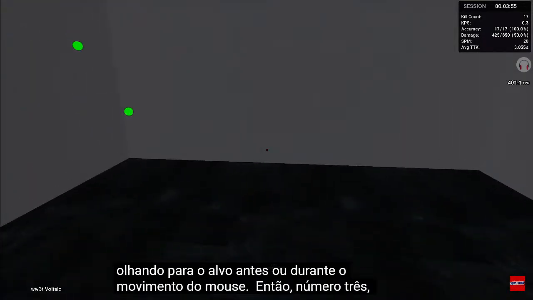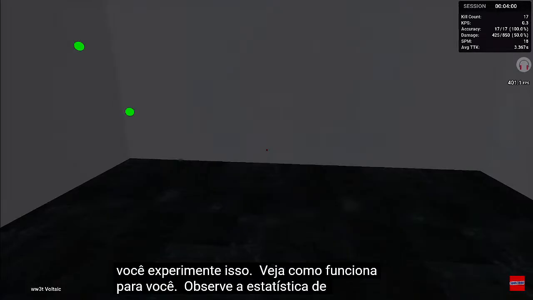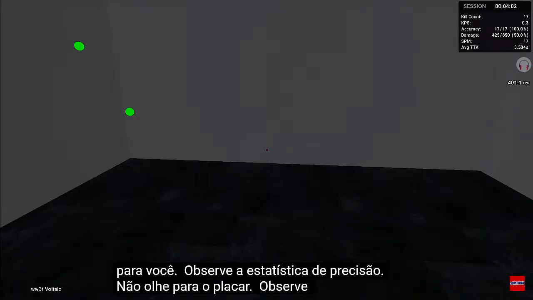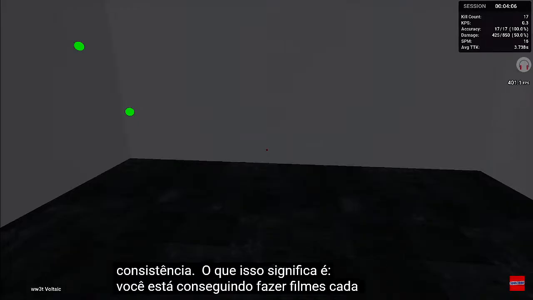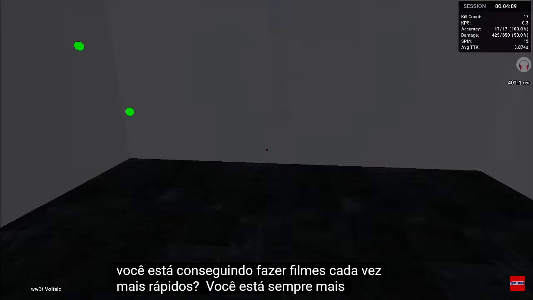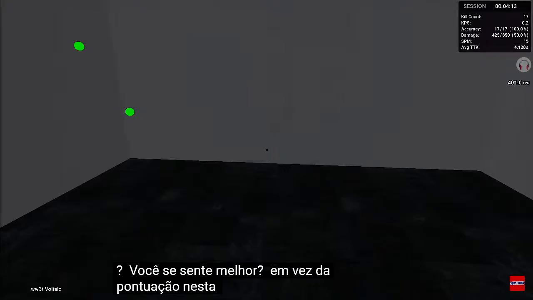I want you to try that out, see how it works for you, look at the accuracy stat, don't look at the score, look at the consistency. What that means is, are you consistently hitting flicks faster? Are you consistently on target more? Does it feel better rather than the score at this stage? That will come later on.